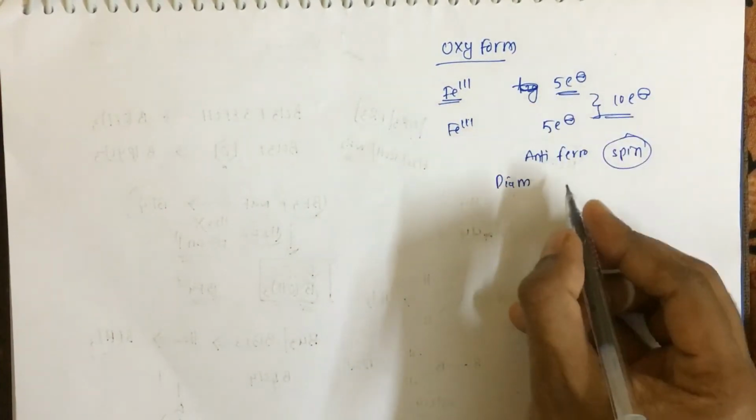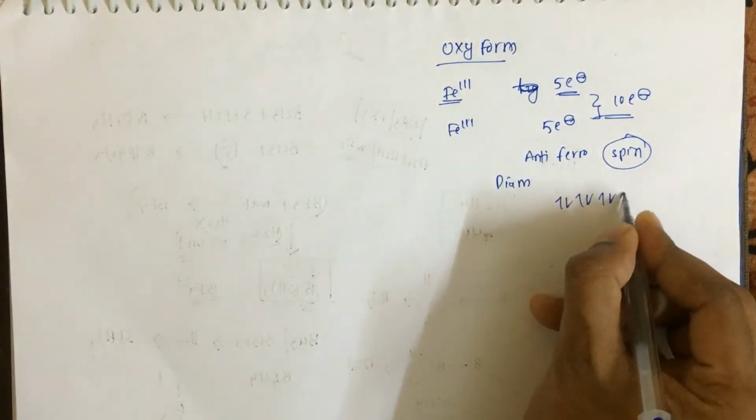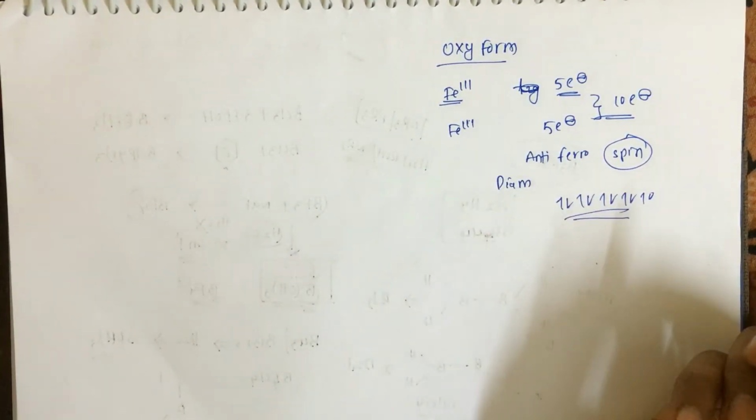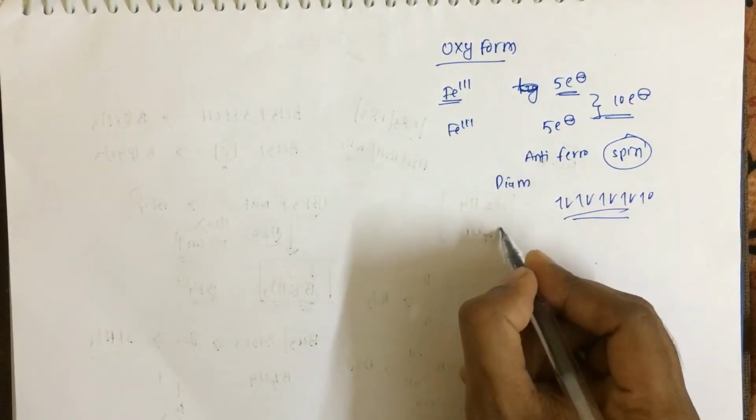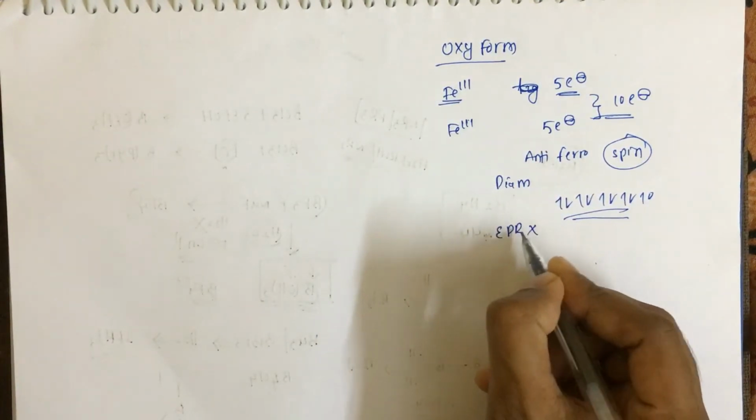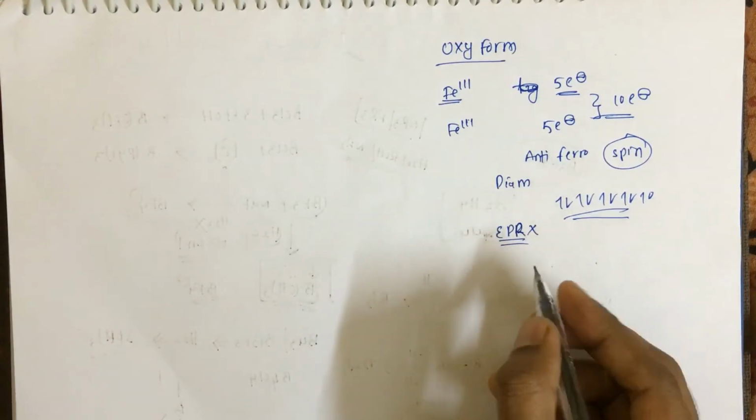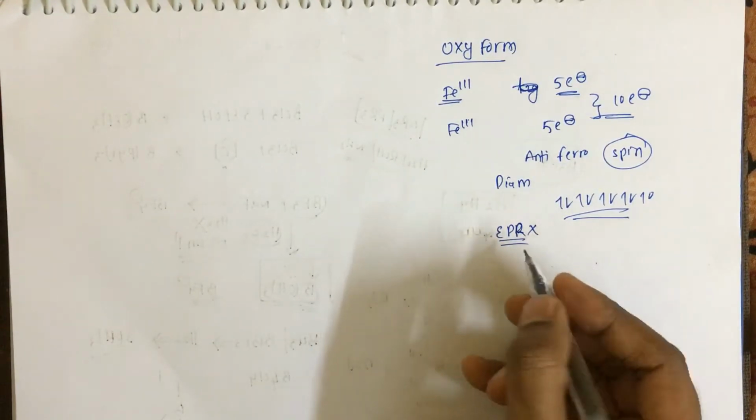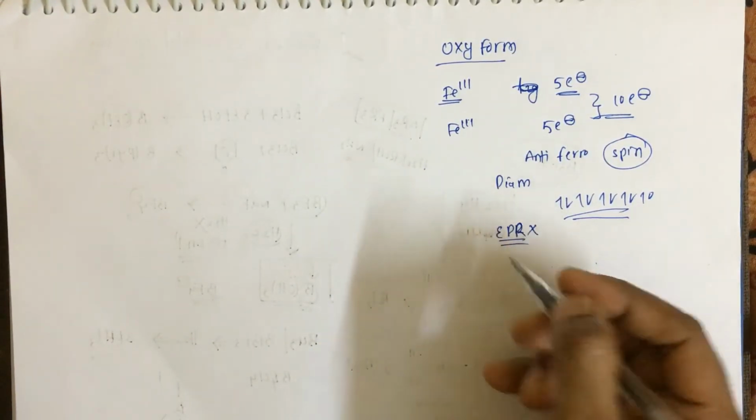If it gets coupled, we get 5 pairs like this. So this is the diamagnetic compound. Further, we can characterize this compound by using EPR spectroscopy also. You will not get any peak here, whereas for deoxy form you may get a peak because unpaired electrons are there, unlike in the oxy form.